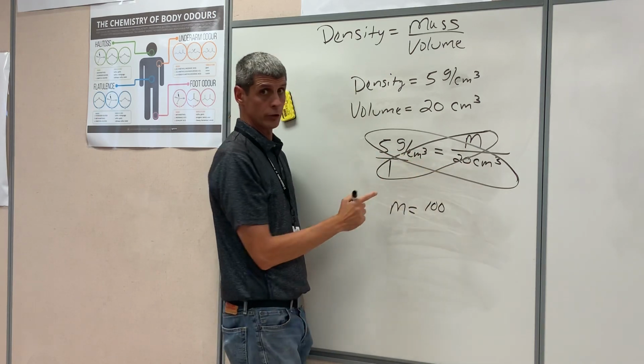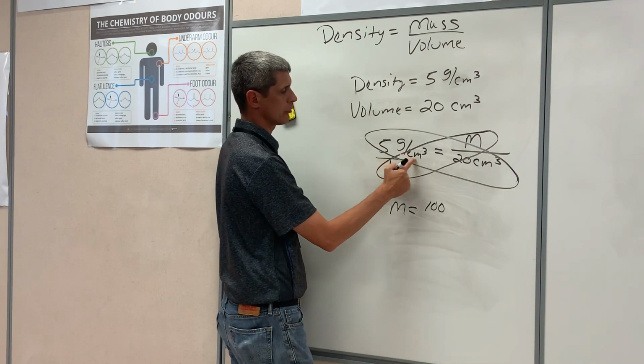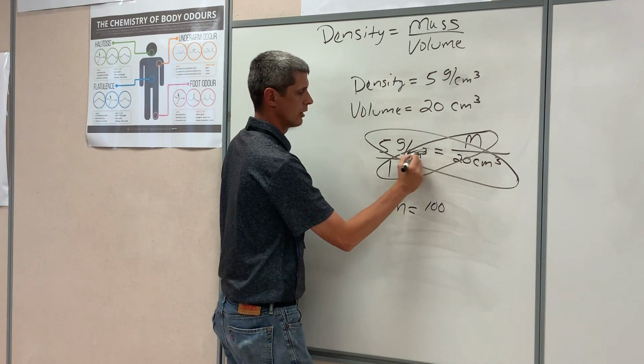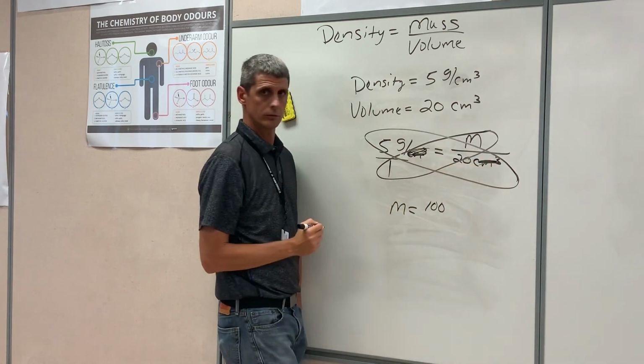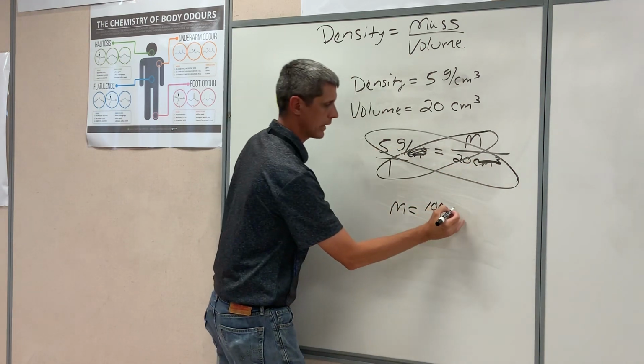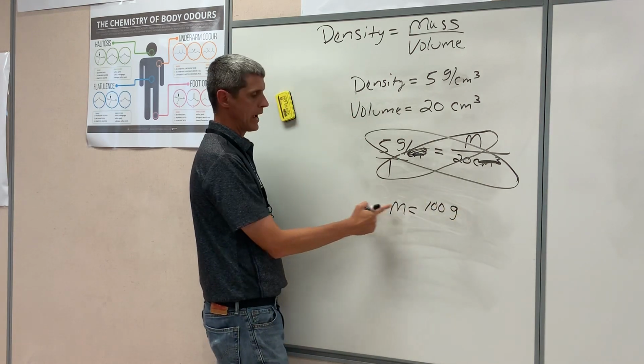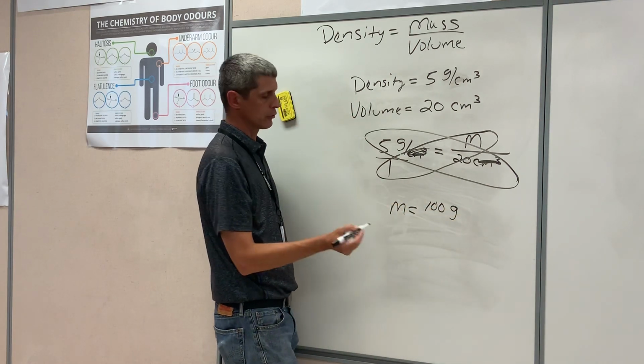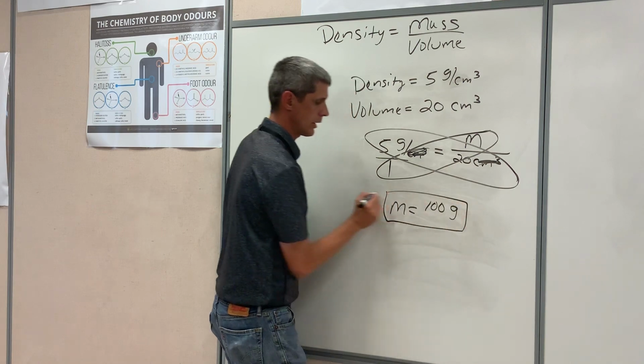Now looking at the units, which is something a little different. Cubic centimeters are going to cancel, leaving me with grams. And a mass of 100 grams totally makes sense because mass is in grams. That would be the answer to that one.